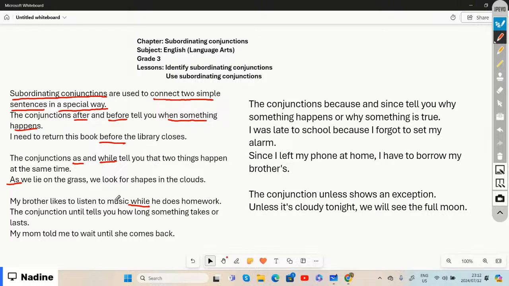All right. And then we have the conjunction until. We first have the conjunctions after and before that tell us when something happens. Then we have the conjunctions as and while, which tell us that two things happen at the same time. And now we have the conjunction until. Until tells us how long something takes or how long it lasts.